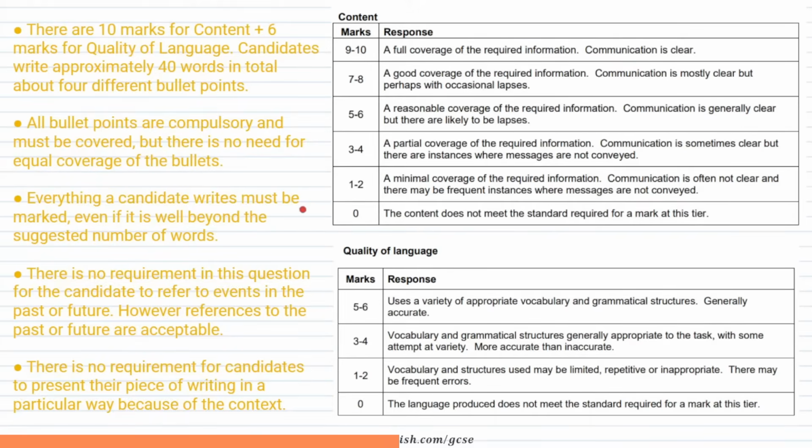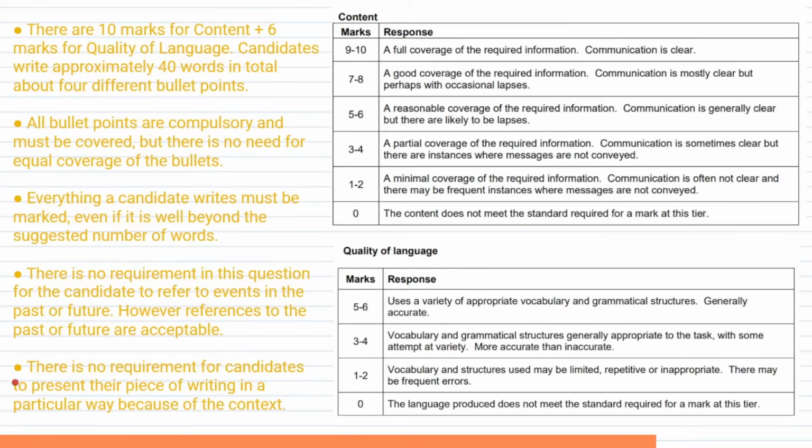This is sometimes a myth, but AQA confirms on the mark scheme every year that there is no limit to the number of words you write. However, writing too much will simply waste your time, and you might be more likely to make mistakes. Next bullet point down, there is no requirement in this question for the candidate to refer to events in the past or future. However, references to the past or future are acceptable. So for this question, simply writing in present tense is fine. So don't overcomplicate it with other tenses, just present tense is enough.